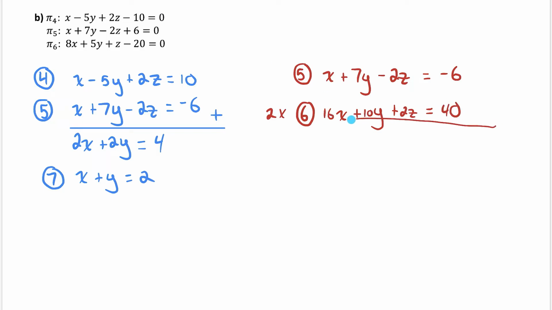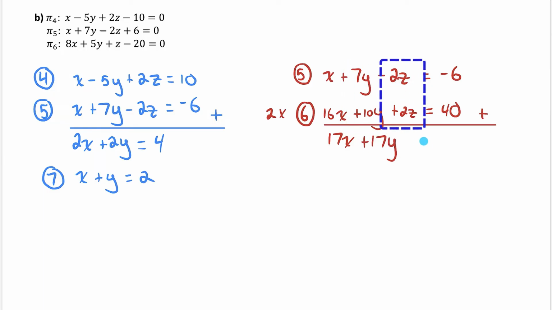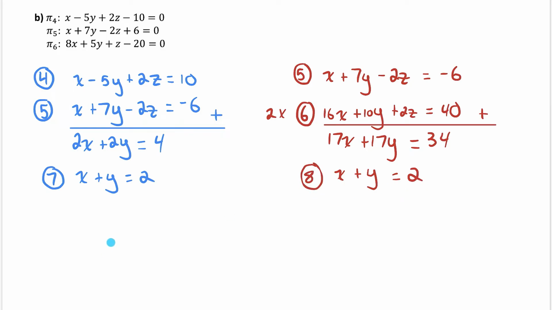And now I can go ahead and add these two equations together to eliminate the z variable. That would give me 17x plus 17y, the z's eliminate, equals 34. And once again, I could divide this equation by 17 to simplify it, and that would give me x plus y equals 2. And I'll call this equation 8. And what do you notice about equation 7 and equation 8? Notice they're the exact same equation.